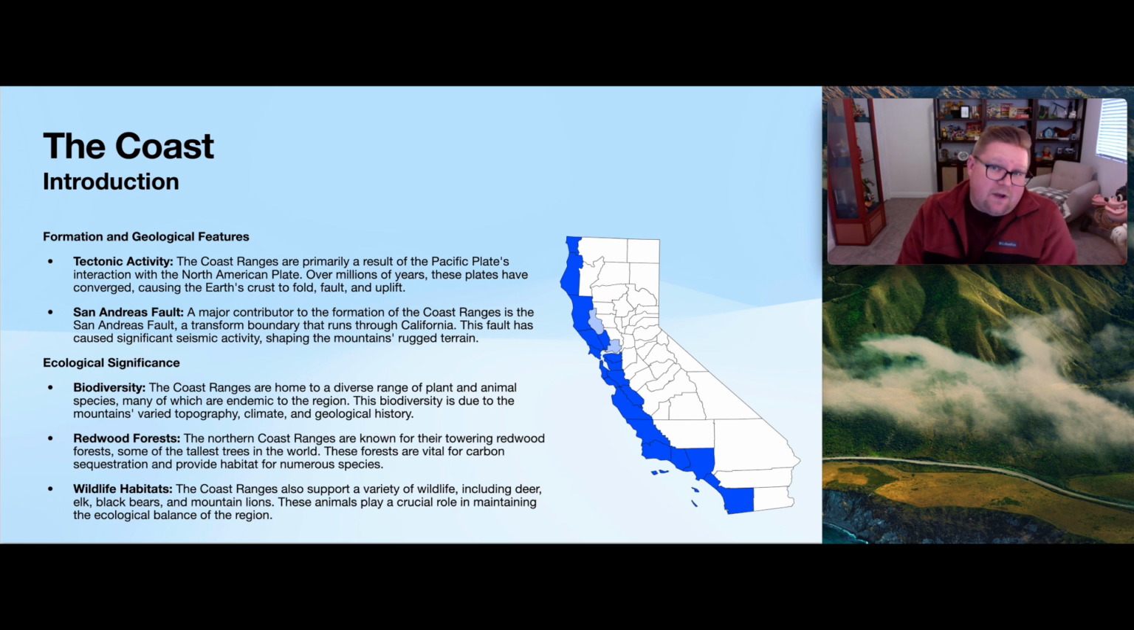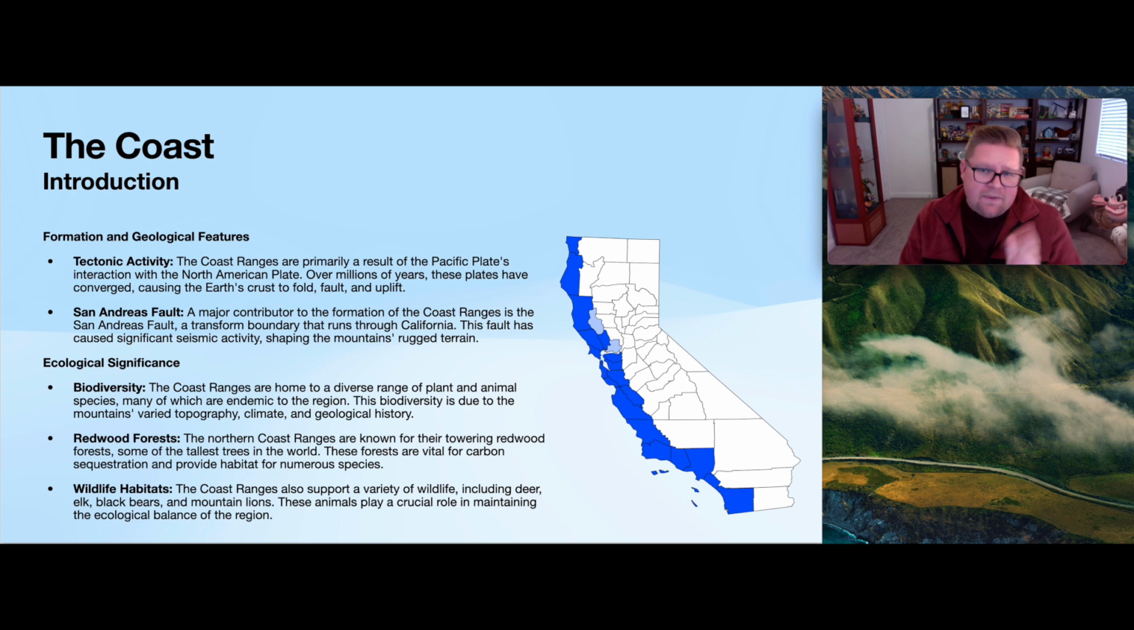So we have to acknowledge that part of the state, the coastal part, is technically part of the Pacific Plate, and everything else is part of the North American, except for those small exposed spots of the Farallon that are in between. Anyway, over those millions of years, the plates have converged, causing Earth's crust to fold, subduct, and uplift, and that's why we have some of the most unique features that we'll discuss later along our coastline. And like I said already, we have to pay due respect to the San Andreas Fault.